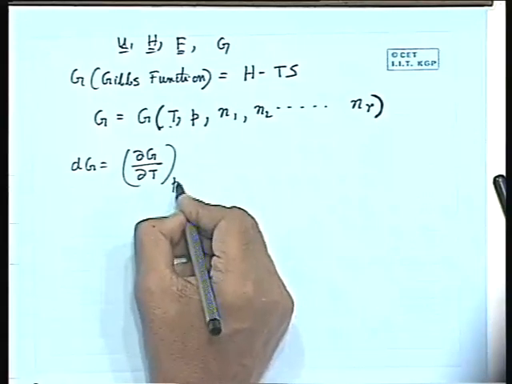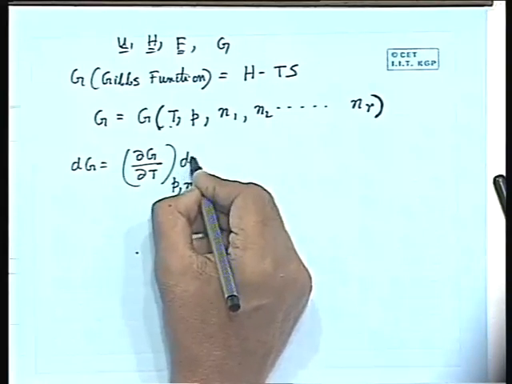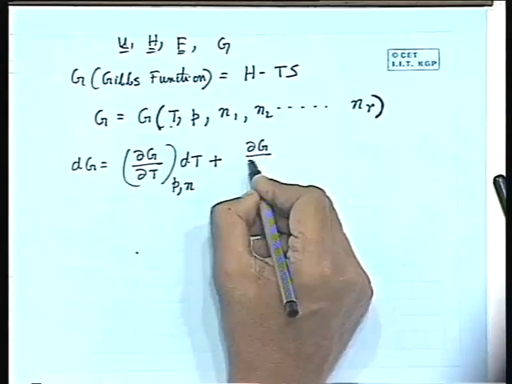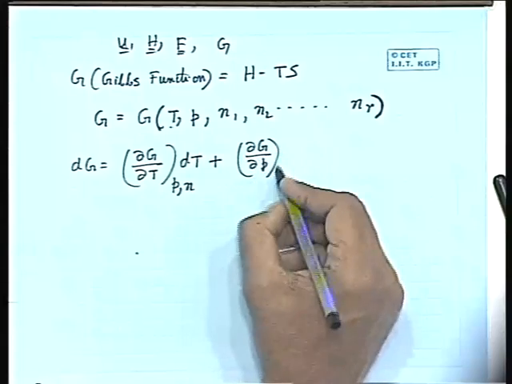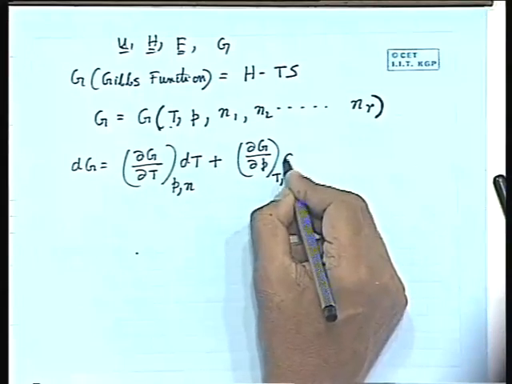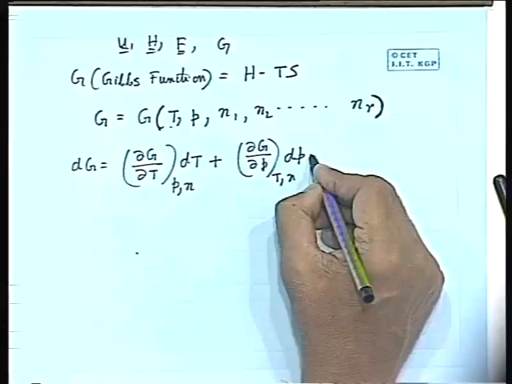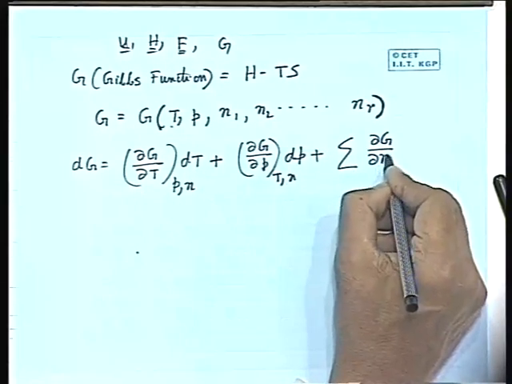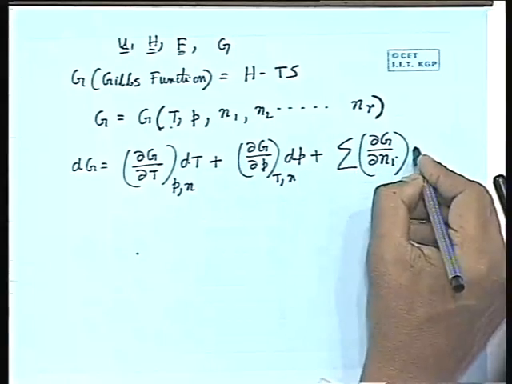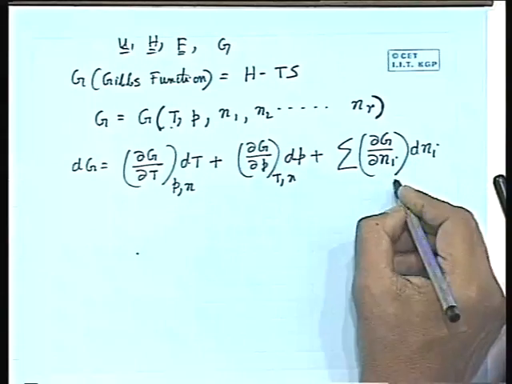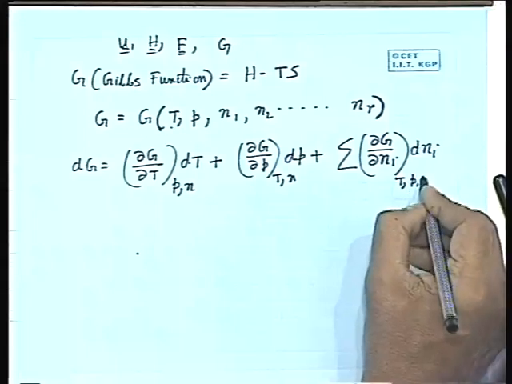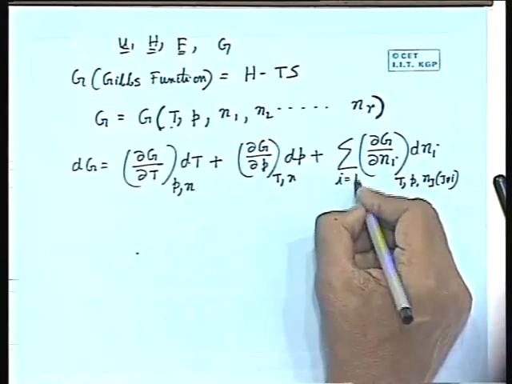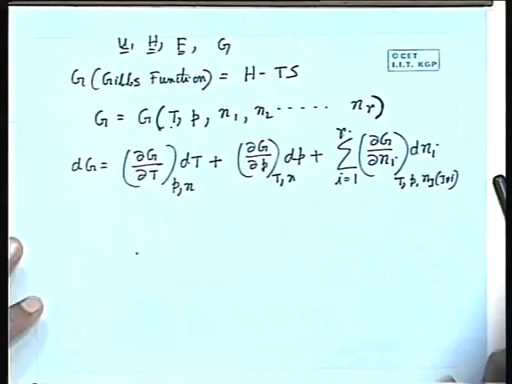This is again a routine matter, at P and N, dT, plus del G del P at T and N, dP, plus again we get the same thing, del G del N_i dN_i, where T, P and N_j, j not equal to i are held constant, and this summation is taken from i equals 1 to R.